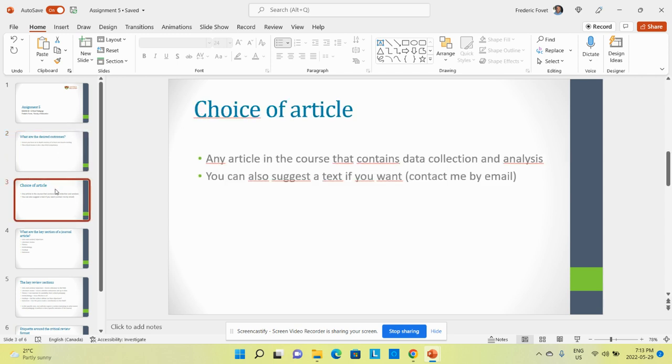Choice of article. Any article in the course that contains data collection and analysis is going to be suitable. Why? Well, because the large majority of journal articles actually contain data collection and analysis. The only other piece that you're going to find are book chapters, which are built very differently and often don't produce anything fresh or new, but really more do a sort of recap on the field and the state of literature in the field, or opinion pieces or theory pieces, and those would be very, very difficult to critique. There's a couple in the course, so watch out.